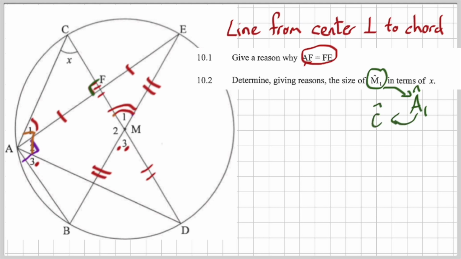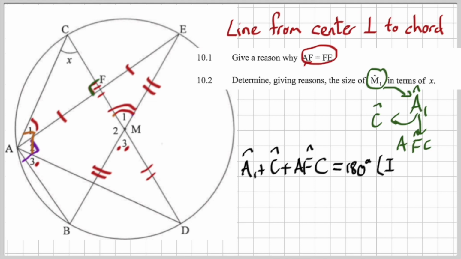A1 actually relates to angle C and angle AFC because they are in that triangle together. Because that triangle adds up to 180 degrees. The interior angles add up to 180 degrees. Let me get my terminology 100% spot on. So, I'm going to say A1 plus angle C plus angle AFC must equal 180 degrees because of interior angles of the triangle.